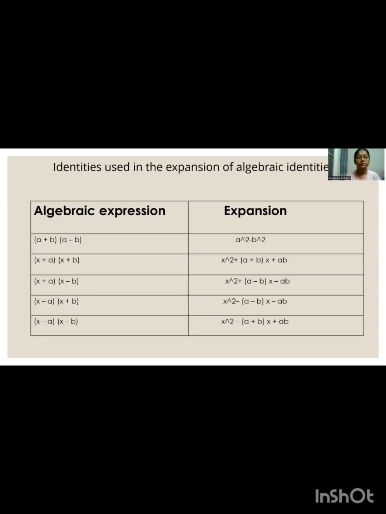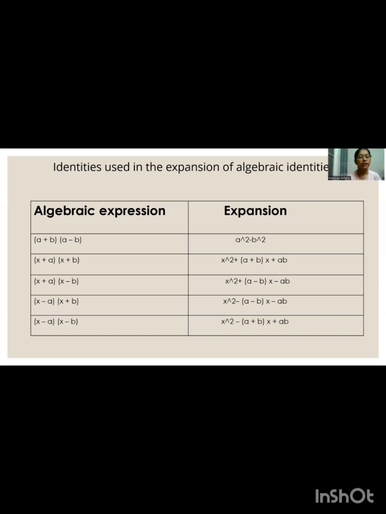Algebraic expressions. (a plus b) into (a minus b): expansion is a square minus b square. Second one, (x plus a) into (x plus b): in expansion, x square plus (a plus b) x plus ab. Third one, (x plus a) into (x minus b): x square plus (a minus b) x minus ab.